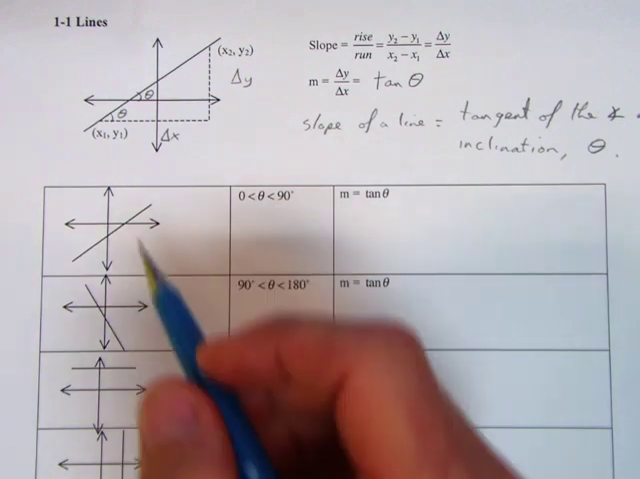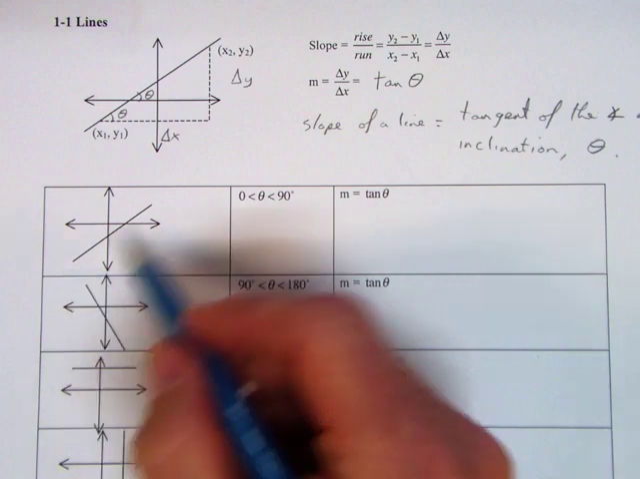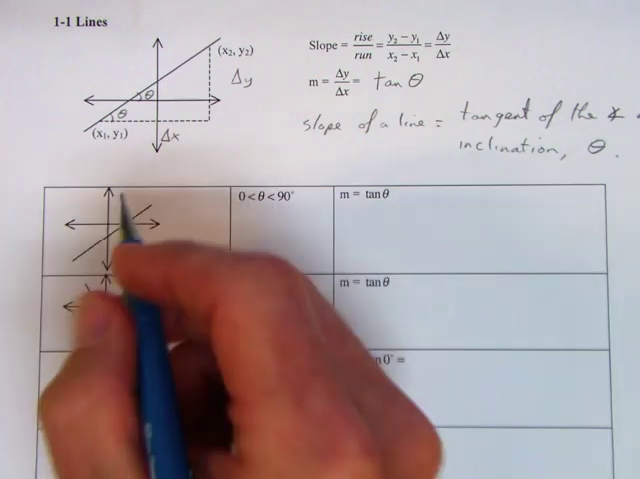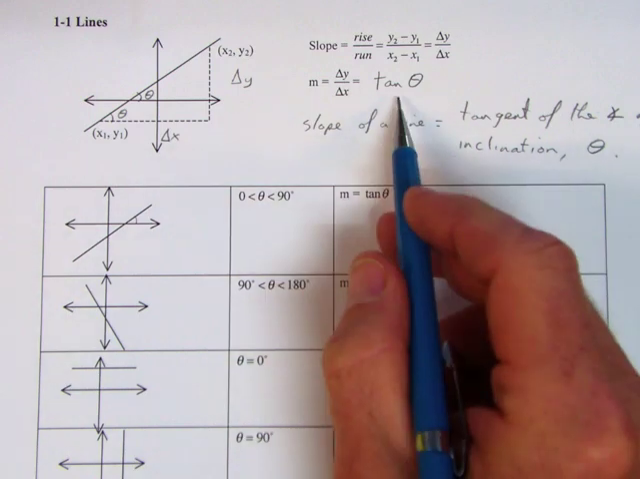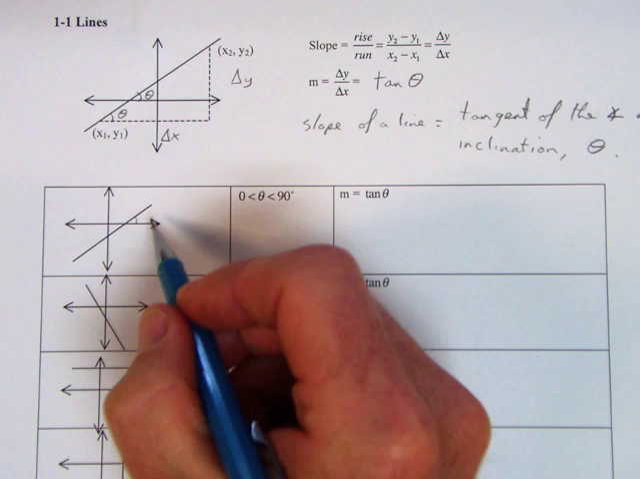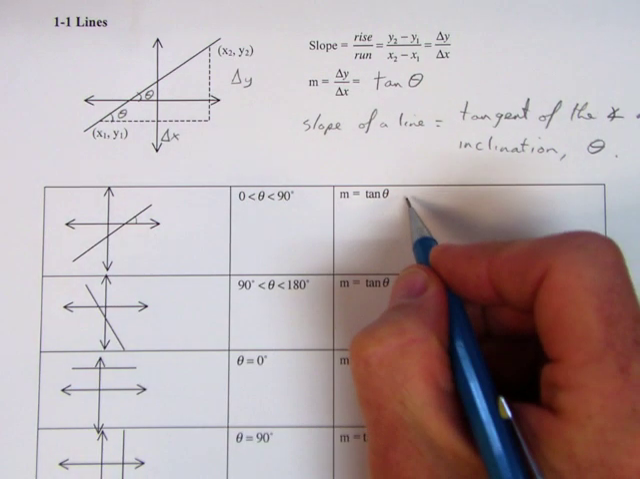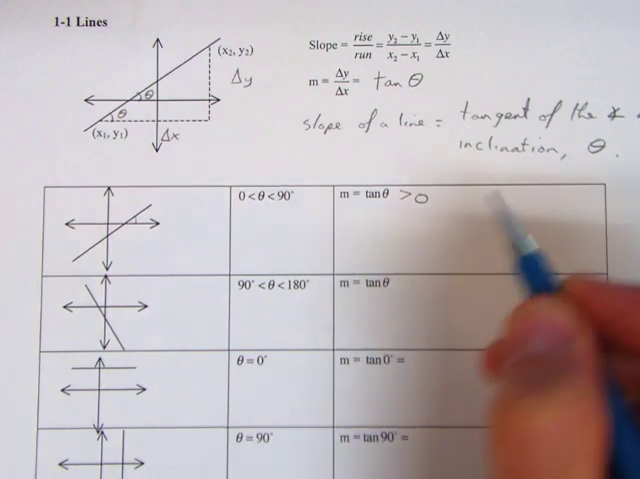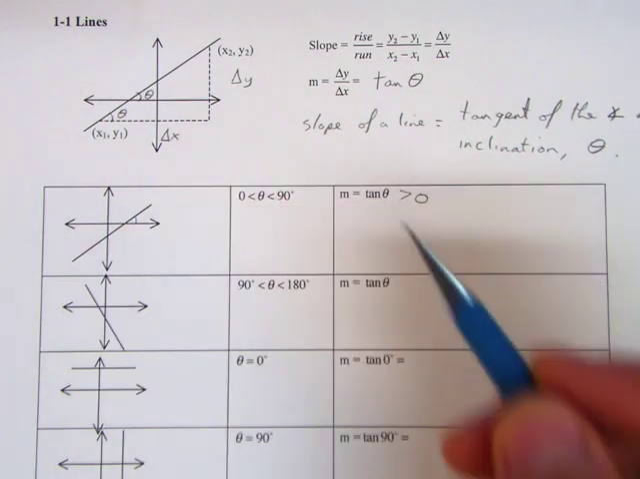Now let's take a look at these examples here. We have this line. We have theta is in between 0 and 90 degrees. We know that the slope equals the tangent of theta. That's what we just went over. What can we say about this? Well, what can you say about the tangent of any angle between 0 and 90 degrees? It is positive. We know that that line is positive. We can see that slope.